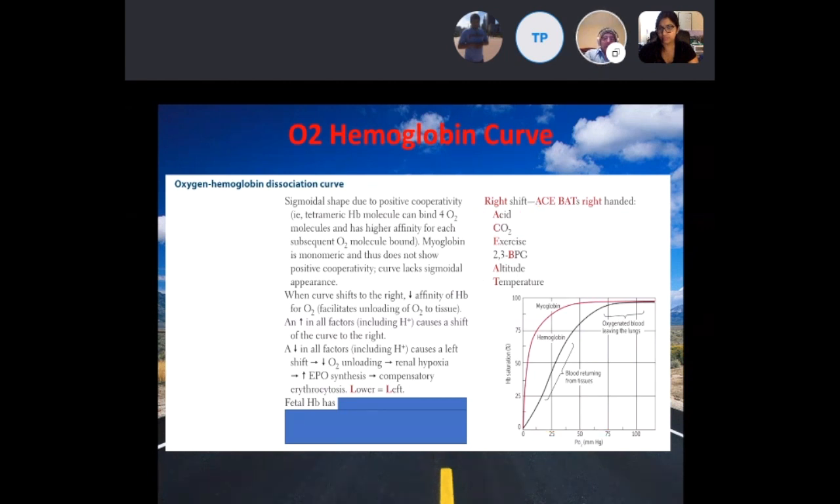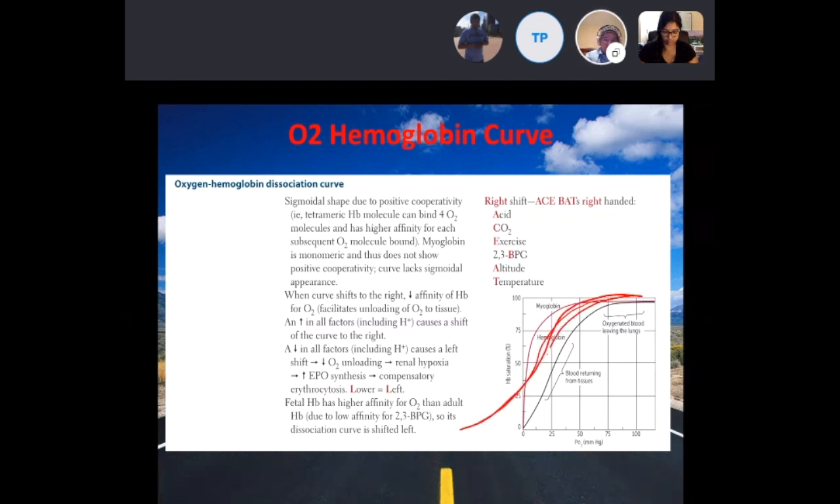So we'll talk about fetal hemoglobin. What is special about fetal hemoglobin as far as affinity goes? It has a higher affinity for oxygen. Right, higher affinity than adult hemoglobin due to low affinity for 2,3-BPG. The dissociation curve is shifted to the left, so it looks like this. Still has the sigmoidal shape, but it's swapped over a bit. So what is 2,3-BPG?